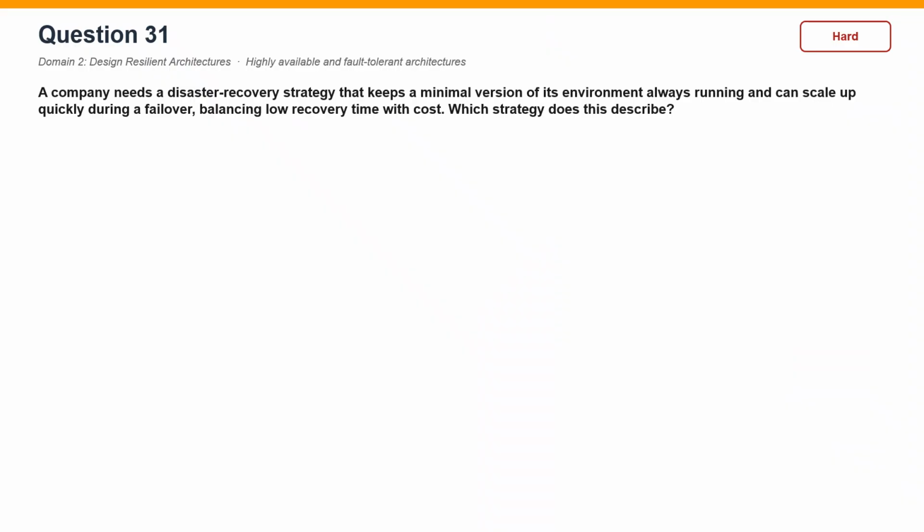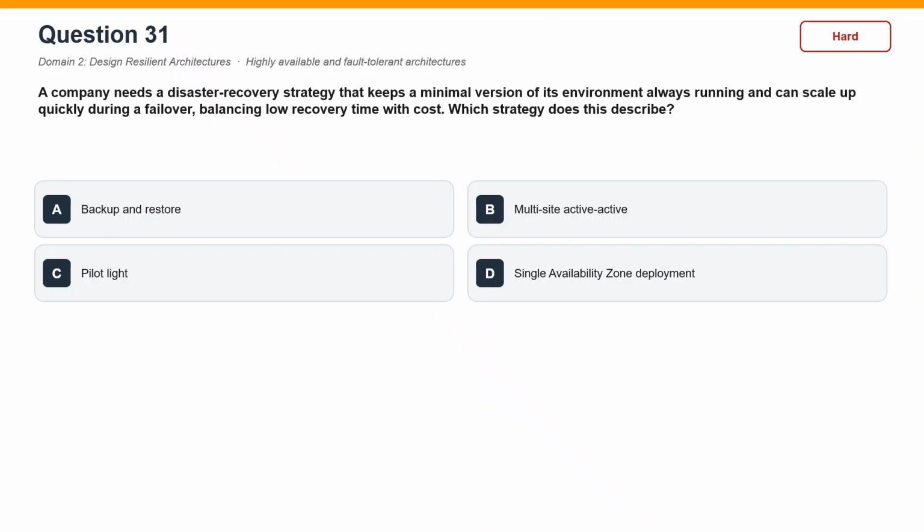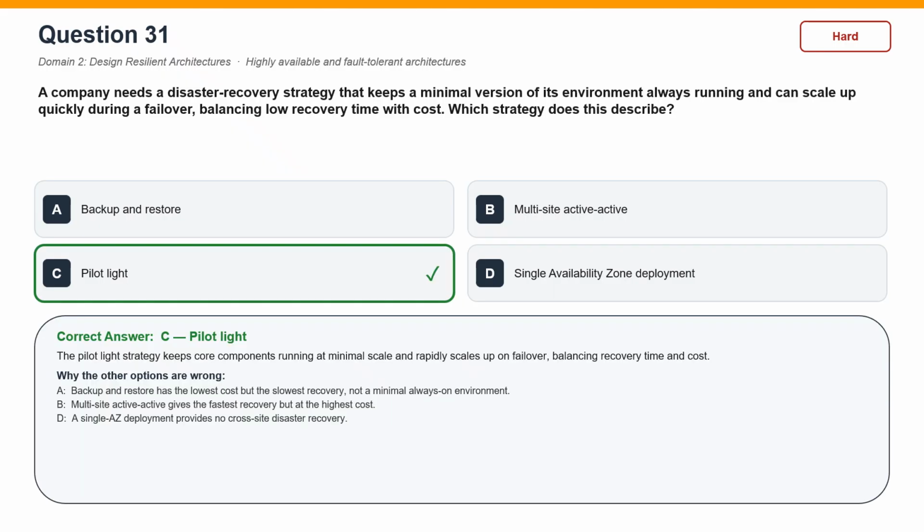A company needs a disaster recovery strategy that keeps a minimal version of its environment always running and can scale up quickly during a failover, balancing low recovery time with cost. Which strategy does this describe? The correct answer is C, Pilot Light. The Pilot Light strategy keeps core components running at minimal scale and rapidly scales up on failover, balancing recovery time and cost. Now, why the other options are wrong?